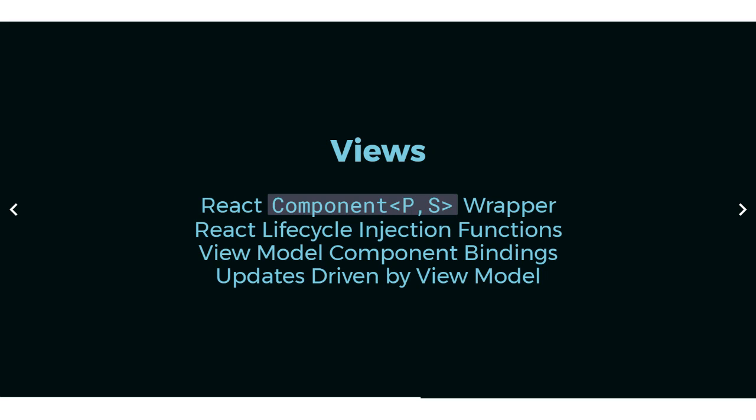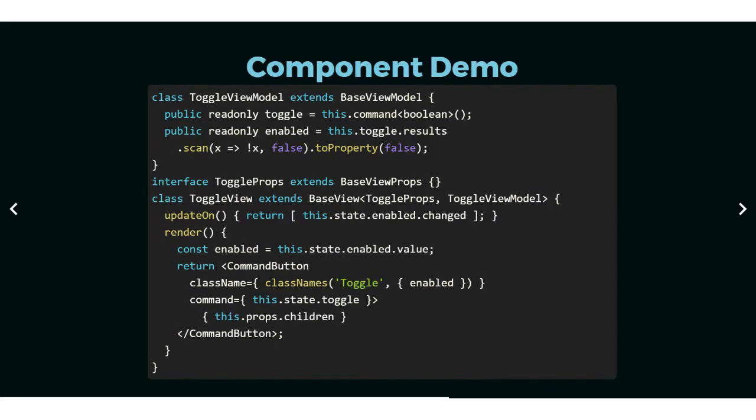So here is a very brief component demo. This is an example of a toggle button, how you might implement one. We have a command that is essentially the toggling of the button, so that would be the click event. And we have our enabled or disabled state, which is simply using an observable composition based on the results of toggle executions. We're setting our initial value of enabled to false, and every time that toggle is happening, we're just flip-flopping that state.